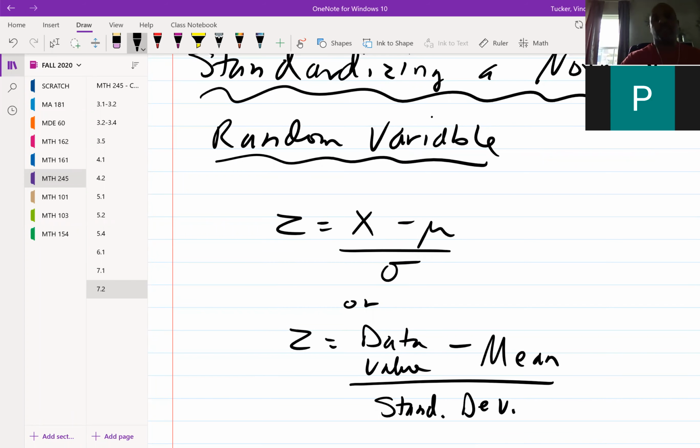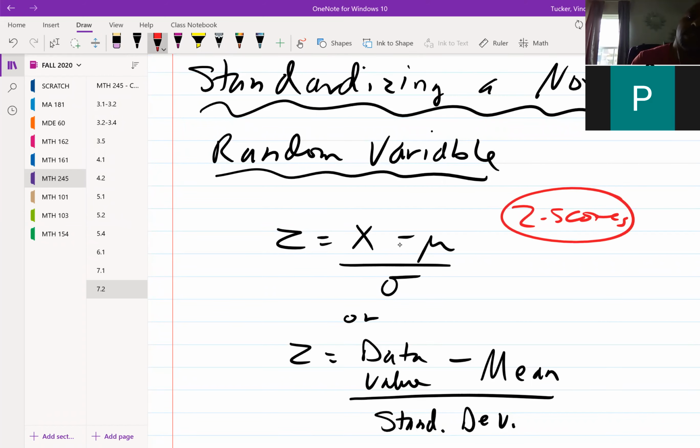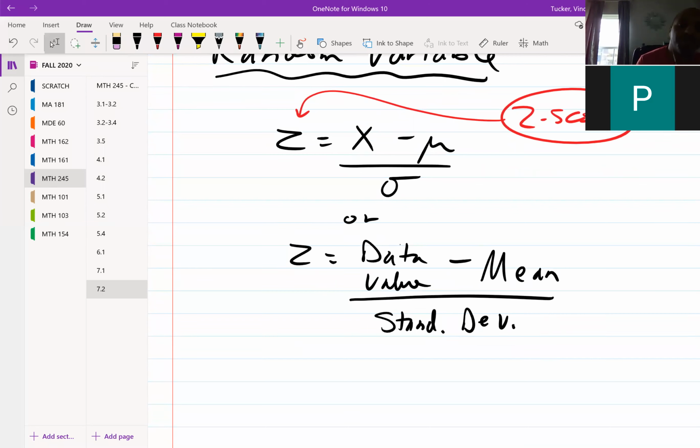All right, so standardizing a normal random variable. So we're going back to our z-scores. Talked about that, I believe, in chapter 3. We introduced it. And now we're going to get into the application of it. So we have z equal to x minus mu over sigma, or in other words, your data value minus your mean over your standard deviation.